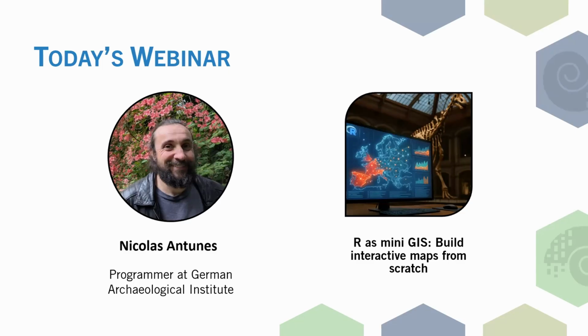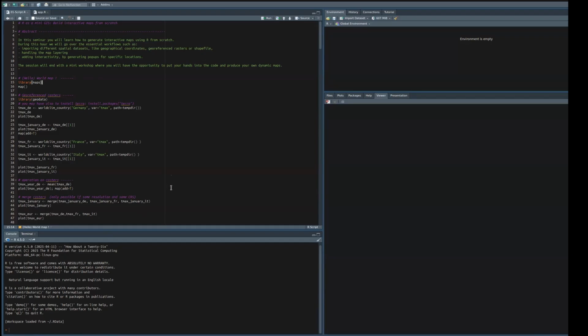And the topic for today is R as mini GIS, build interactive maps from scratch. We will build a dynamic map and we will put it in a Shiny app.